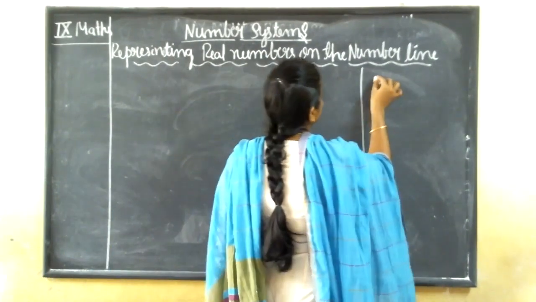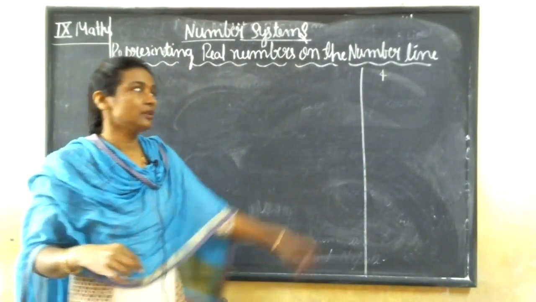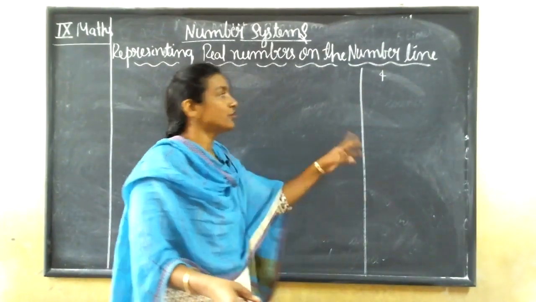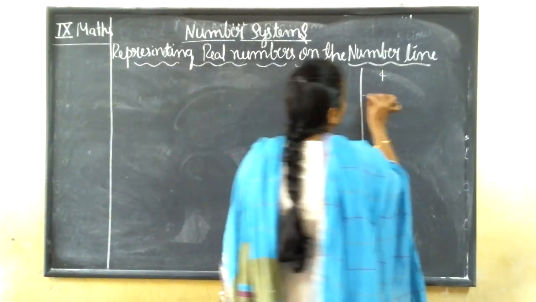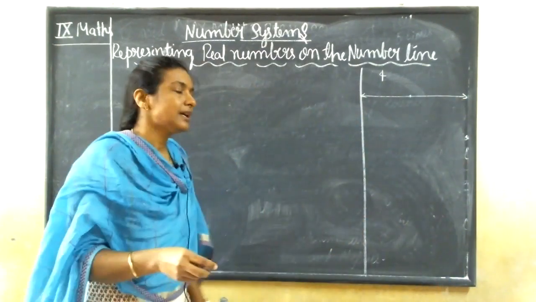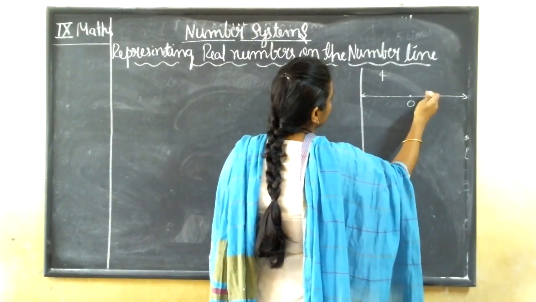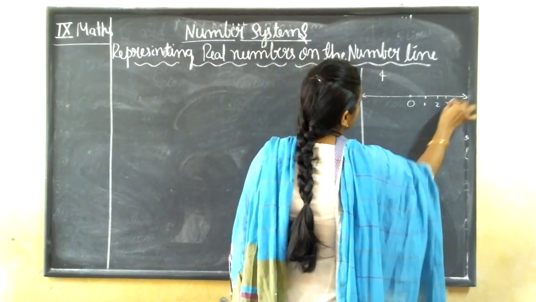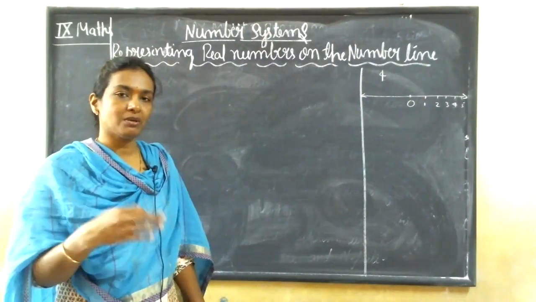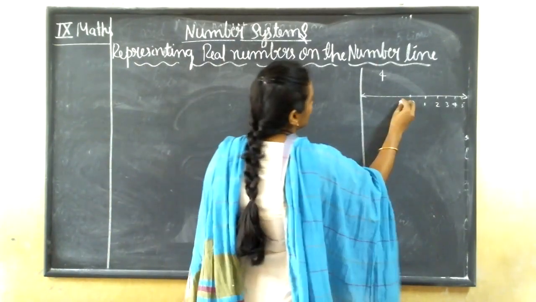For example, if I ask you to locate this 4 on a number line, what do you do? We draw a number line and make sure we put an arrow mark on both sides. We put a 0 here, and at equal distances you write the numbers. It may be 1 centimeter, 2, or 3, depending on how the numbers are. So here you write the numbers like this.